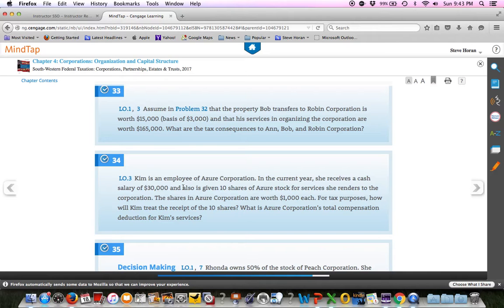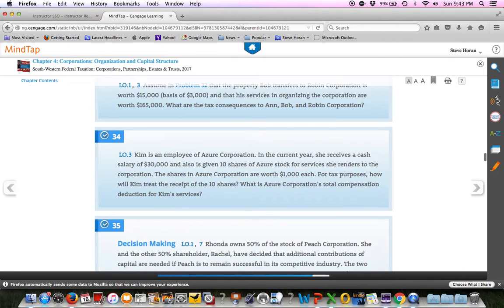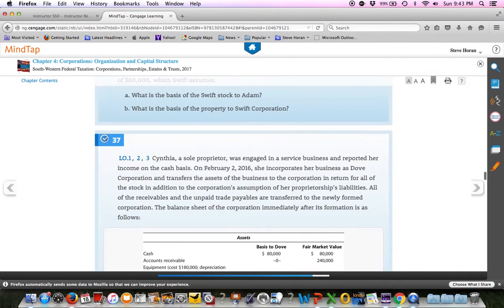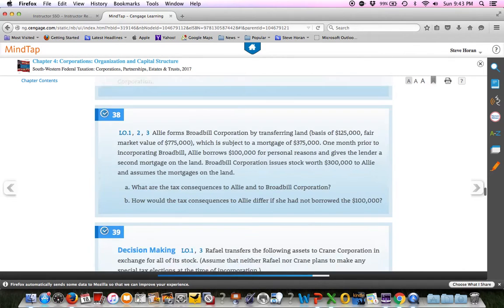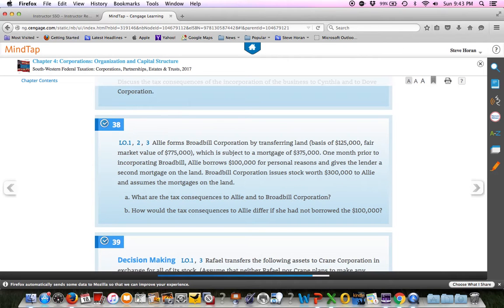Okay, let's take a look at the next one, which is 38. Oops, went too far. Okay, so question 38. Allie forms Broadbill Corp. by transferring land, basis of $125,000, fair market value of $775,000, and subject to a mortgage of $375,000.